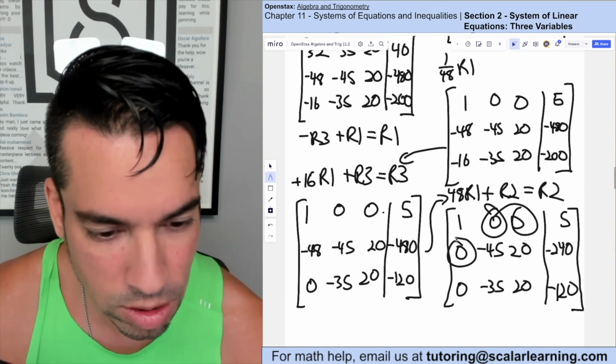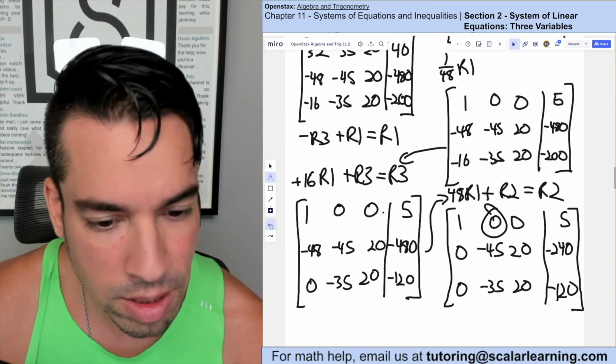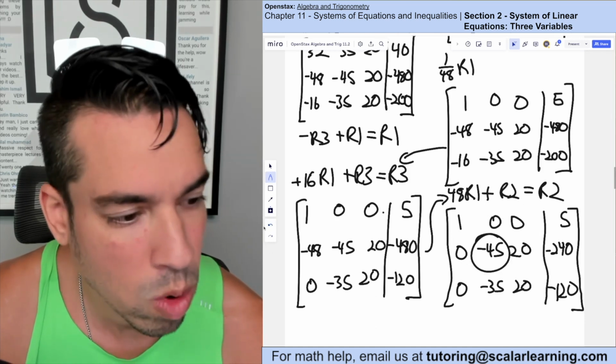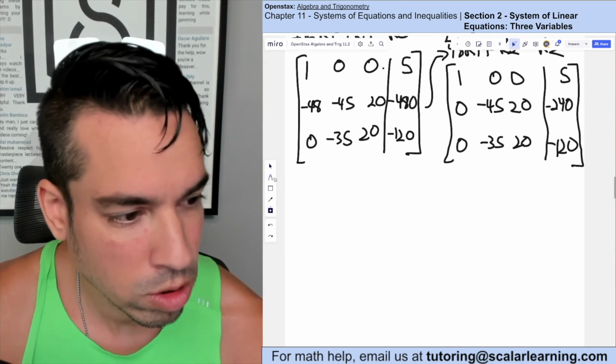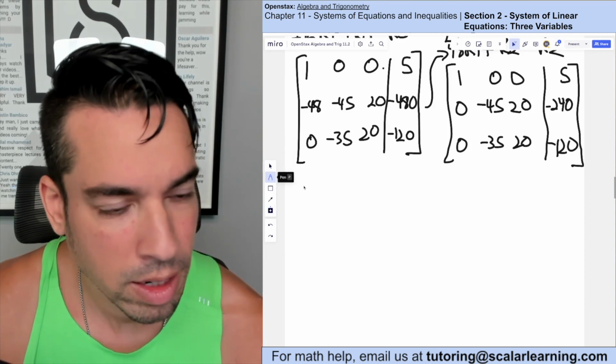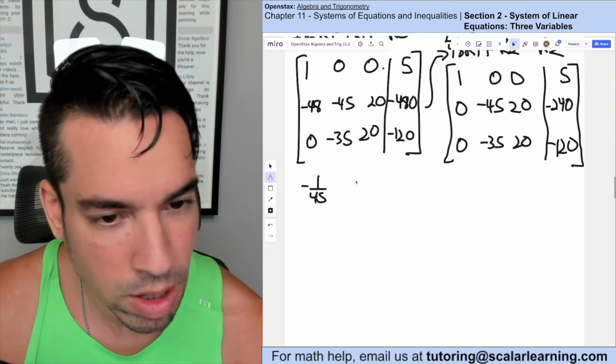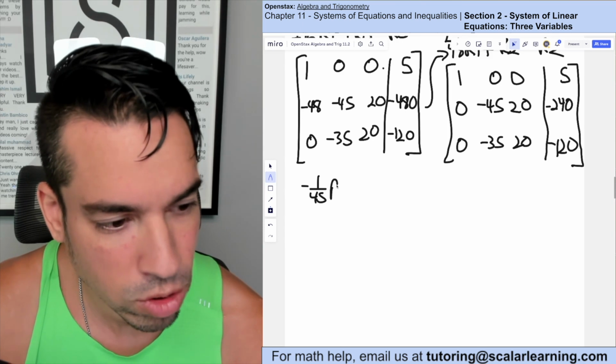We got zeros here, we got zeros here. That's beautiful. I'd love to now flip this one into a 1. So making some more room, we're going to multiply row 2 by negative 1/45, right? The reciprocal of negative 45. So that times row 2.